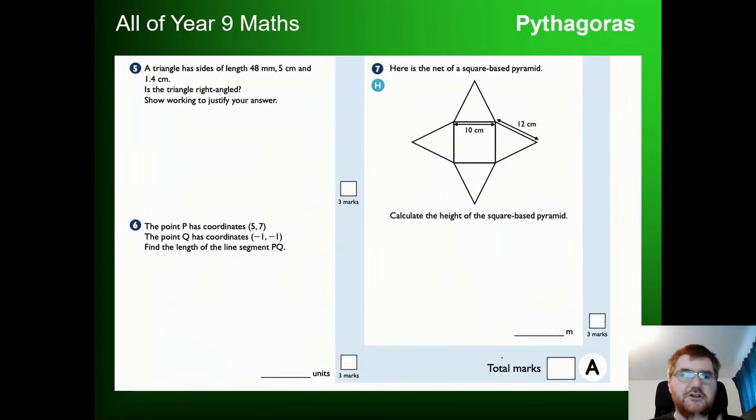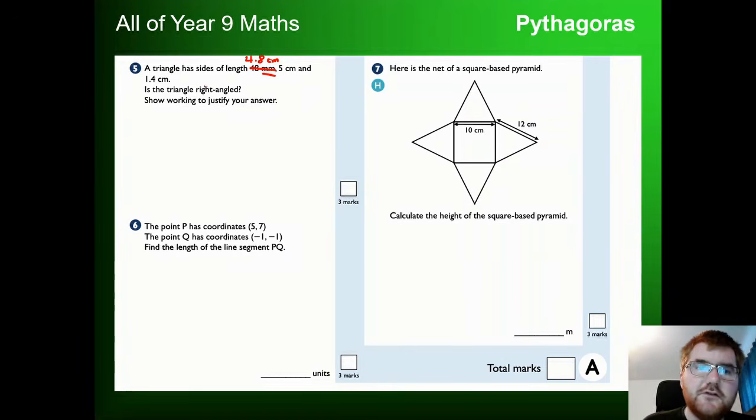Right, on to question 5. It's being a little bit tricky here. So a triangle has sides of length 48 millimeters, 5 centimeters and 1.4 centimeters. Is the triangle right angled? Now the first thing I notice here, we've got two different units, millimeters and centimeters. So I'm going to very quickly change the 48 millimeters into 4.8 centimeters. Remember, there are 10 millimeters in a centimeter.